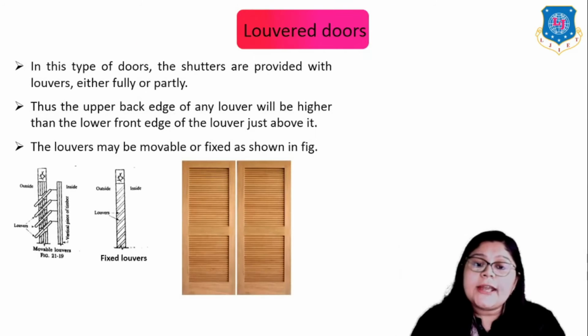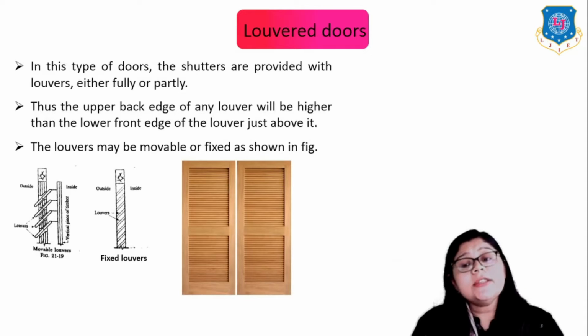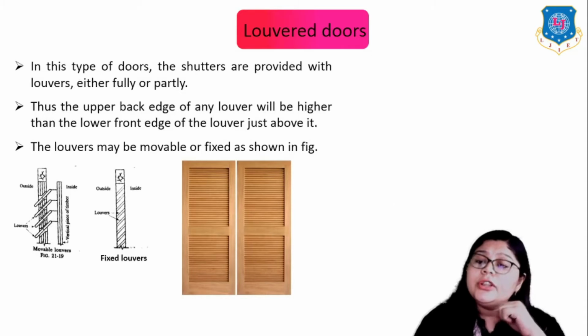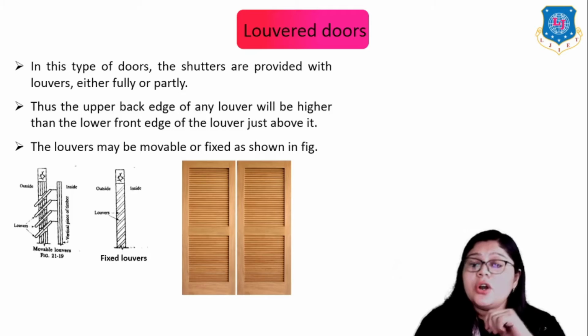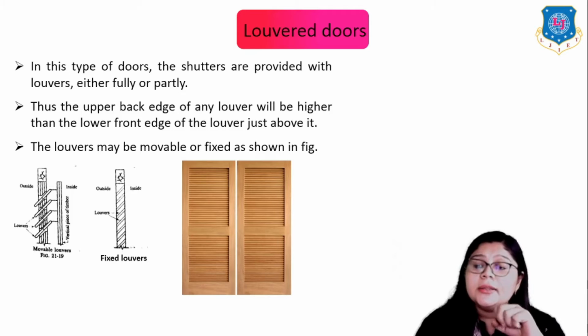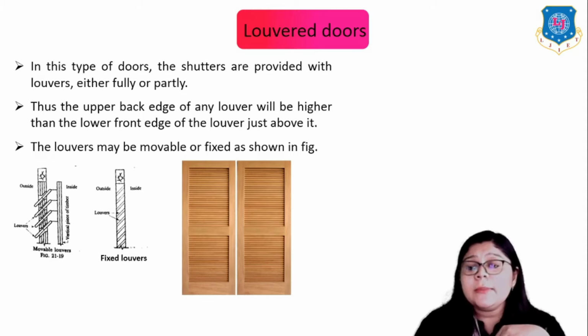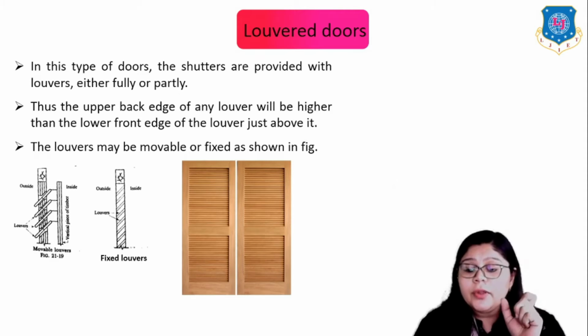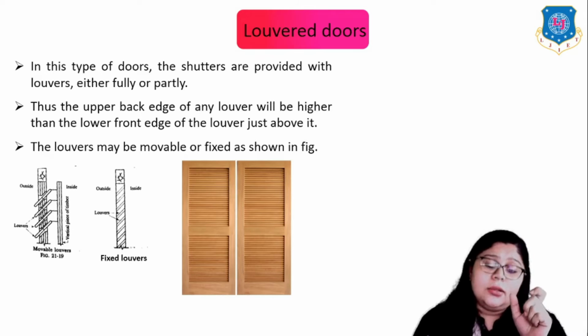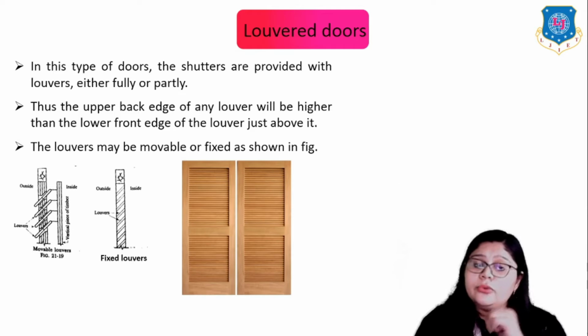Now let's move to the next one, the louvered door. So in this type of door, the shutters are provided with the louvers either fully or partly. Thus the upper back edge of any louver will be higher than the lower front edge of the louver just above it. The louvers may be movable or fixed as shown in figure. You can see the cross section, the movable one and the fixed one, and the actual image of this type of door.